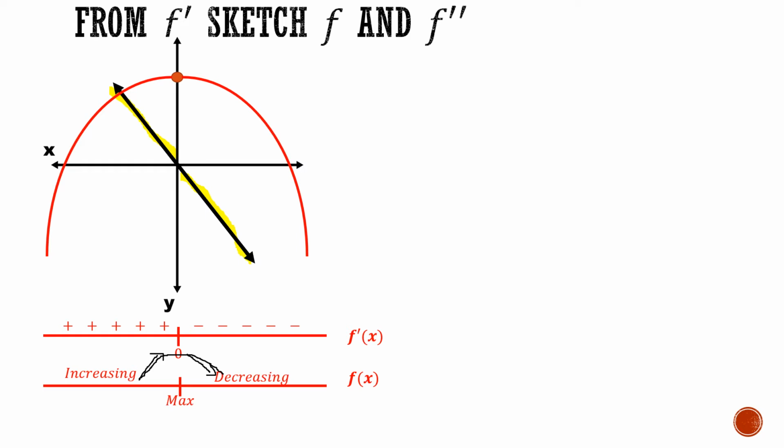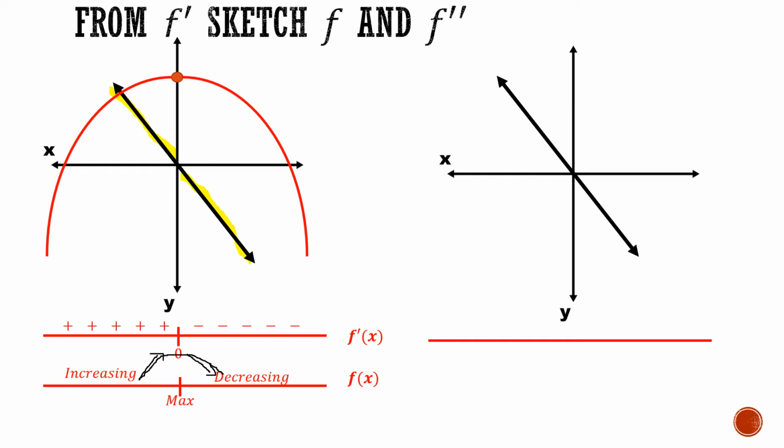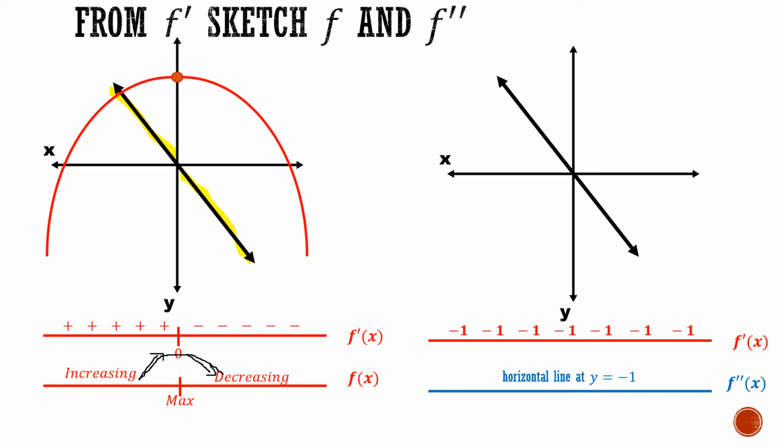Now, if I wanted to draw f double prime from the original f prime graph, again I'm going to start with that f prime graph and write in my f prime line, but this time I actually want to look at the slope. So I'm almost doing what we did yesterday. This f prime line is decreasing the whole way, at a slope of approximately -1. That tells me my f double prime graph is just going to be a constant line at -1. So I would draw a horizontal line at y equals -1.